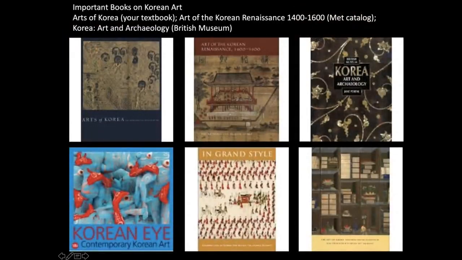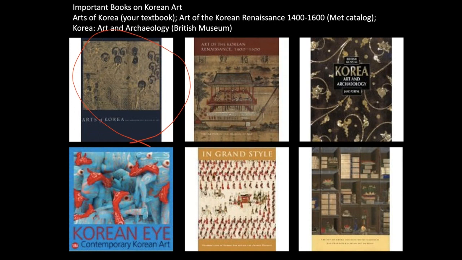And for Korean art, we have a number of textbooks currently. Do you see this book, Arts of Korea? This is what we are using as the textbook for the semester. This was originally an exhibition catalog at the Metropolitan Museum, published in 1998 or so. So it's now becoming dated.